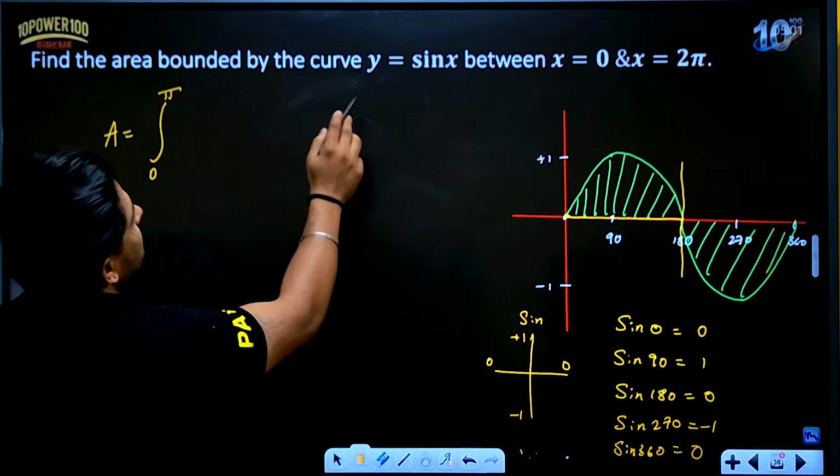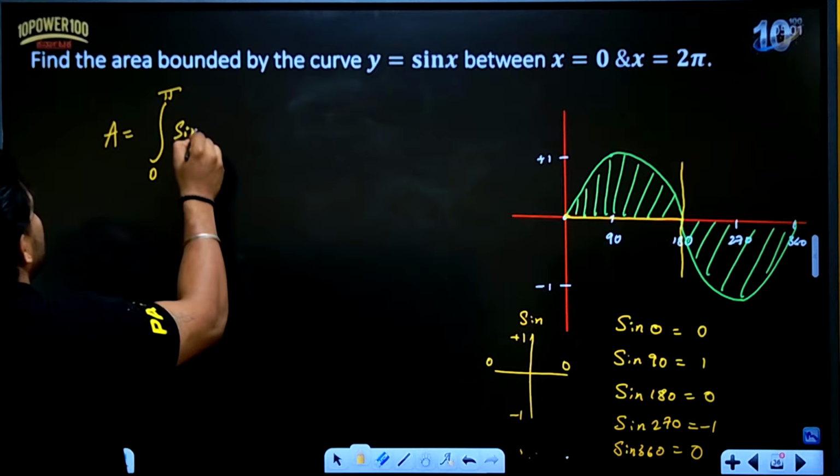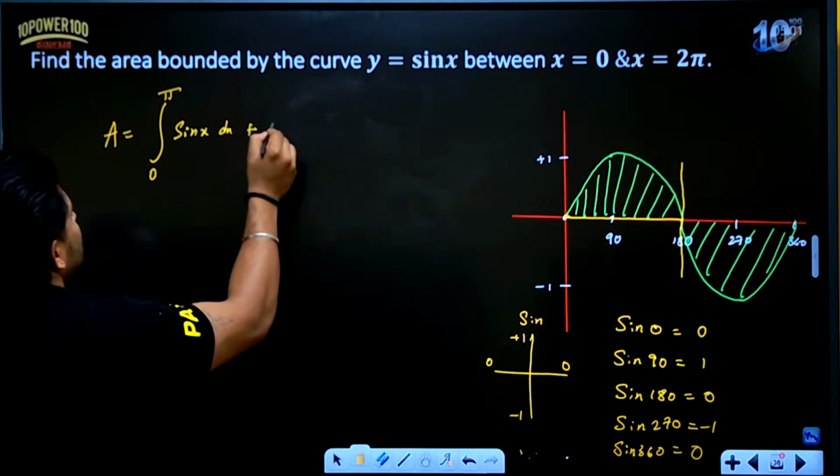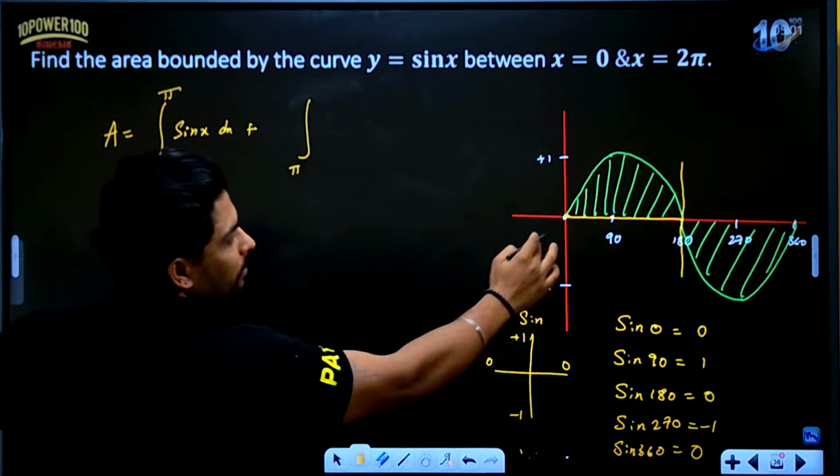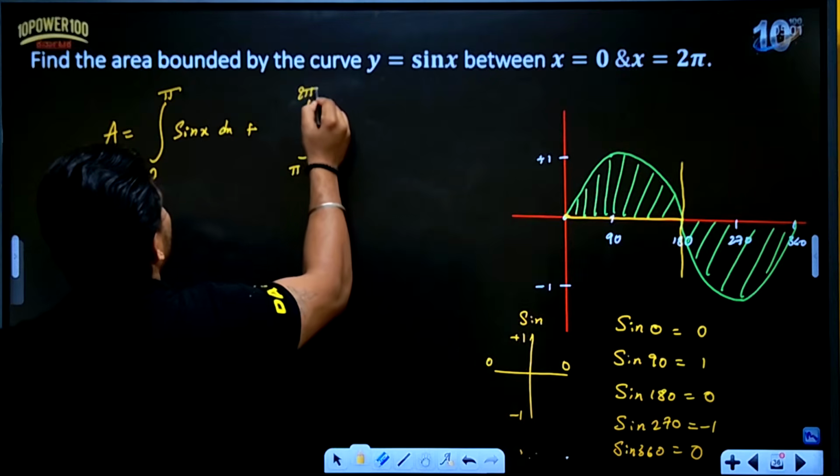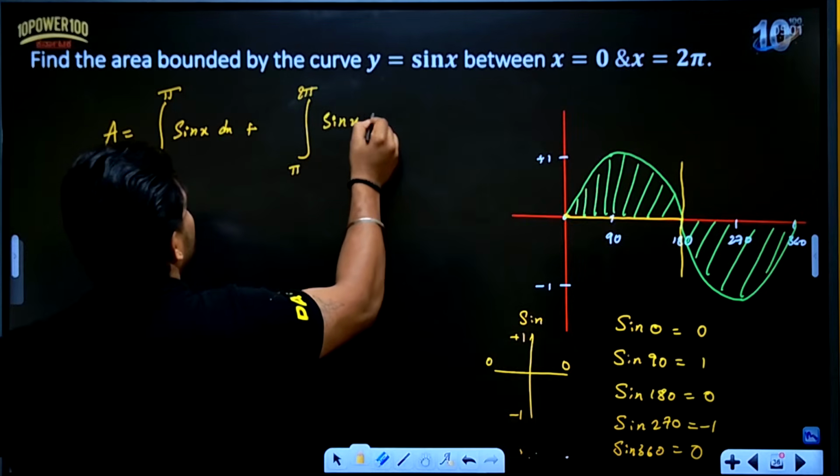Now actually what is this function? It is sine x alva, sine x dx plus pi to 2 pi alva. So pi to 2 pi sine x into dx.